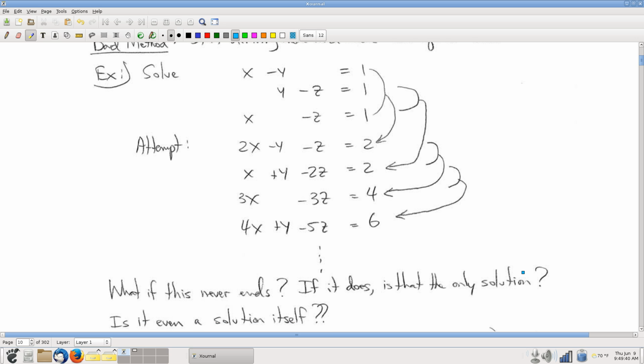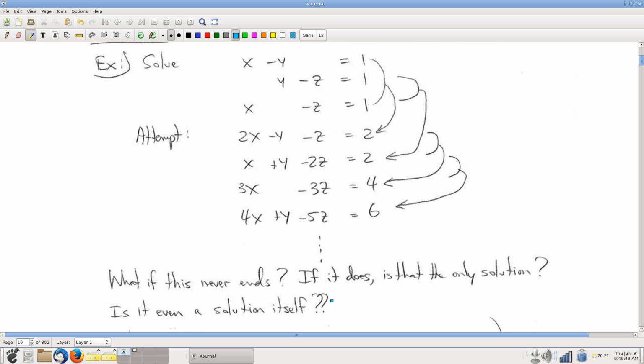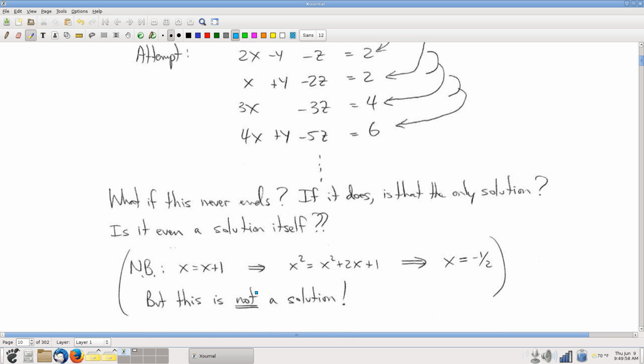And here's an even worse, nasty little issue. How do I know that the seeming solution that I found actually is a solution? And I'm not talking about the possibility that I might have made an arithmetic error. There is a nastier issue in play, and let me show you an example of what I'm talking about. Let's consider this equation. And of course, we all at a glance can tell that this equation has no solutions. There is no number that is equal to itself plus 1. And yet, watch me solve this equation.